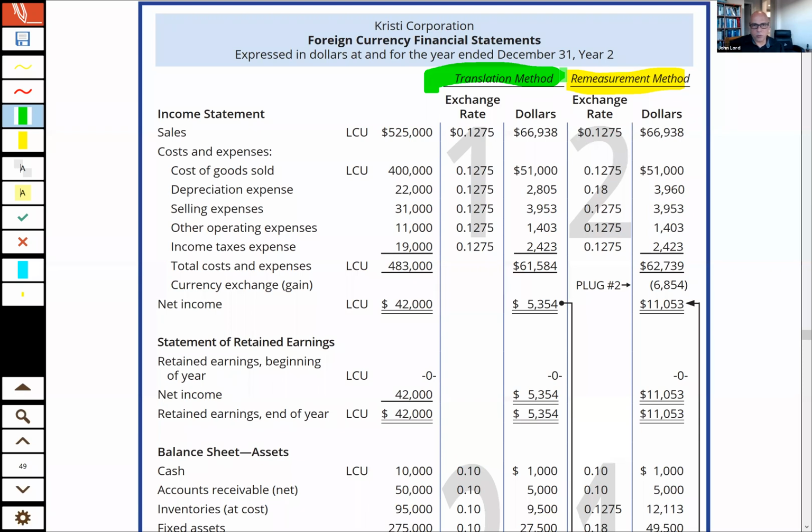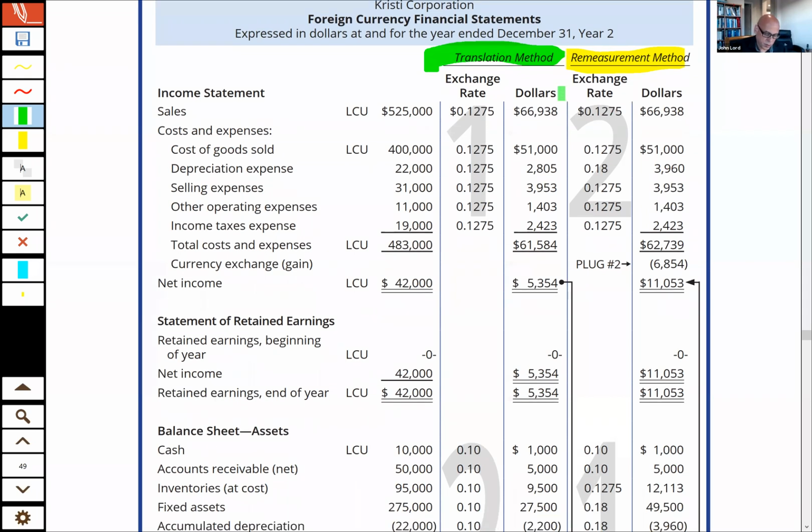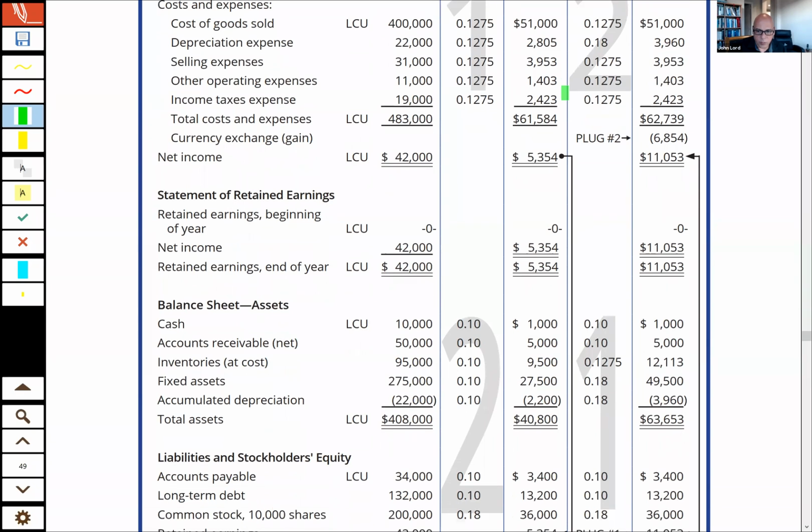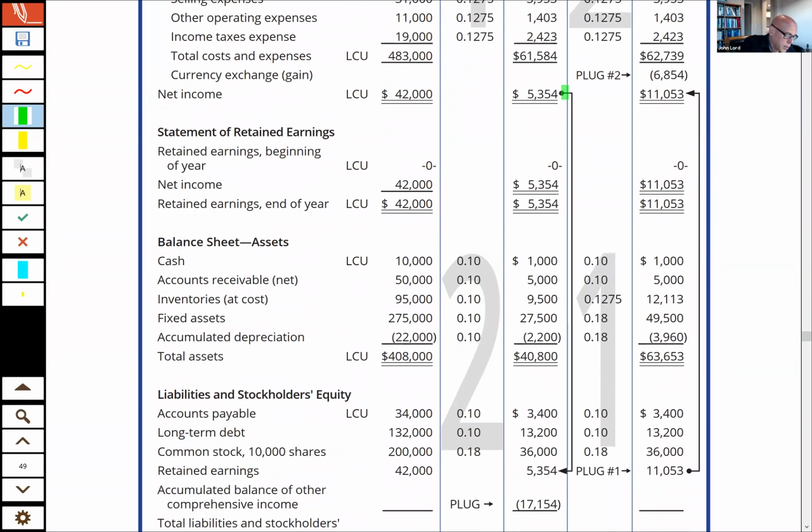Now look, a company would use one or the other depending on whether the local currency was the functional currency, in which case they'd translate, or the reporting currency was the functional currency, in which case they would remeasure. Okay, let's look at remeasurement first. Can you see those little watermarks on your screen, the 1 and the 2? All that's indicating is where I have to start. If I'm dealing with remeasurement, I'm going to start with the balance sheet and pick up the appropriate exchange rates.